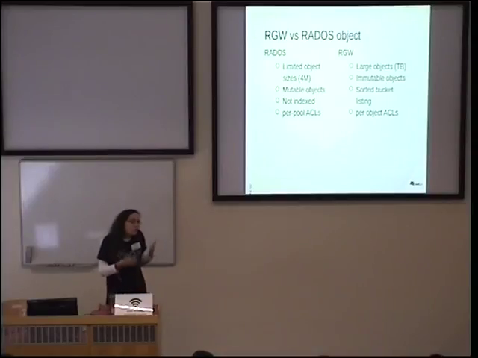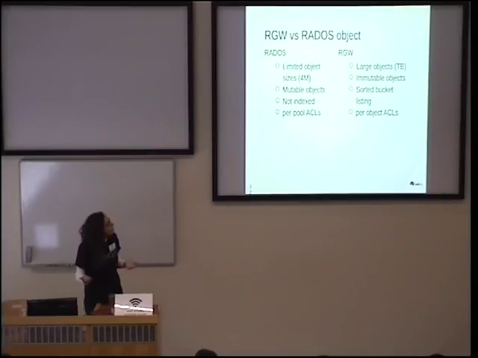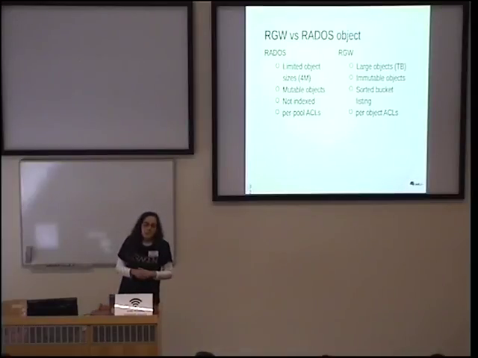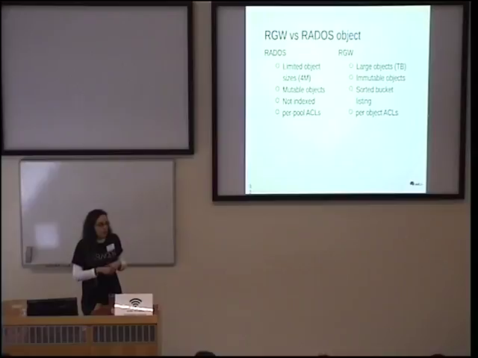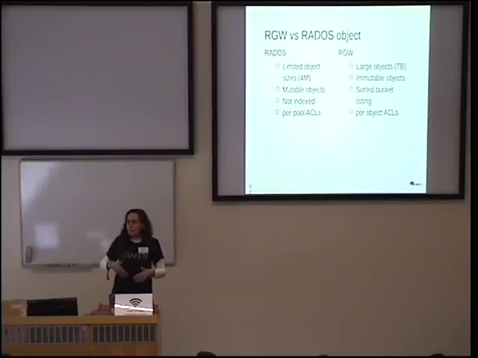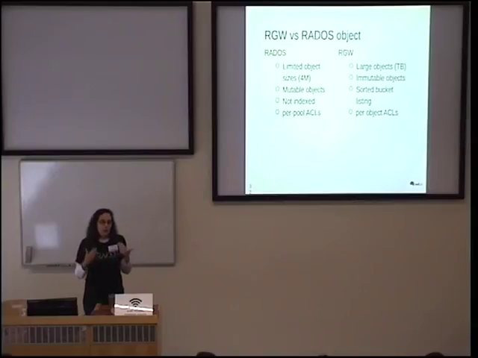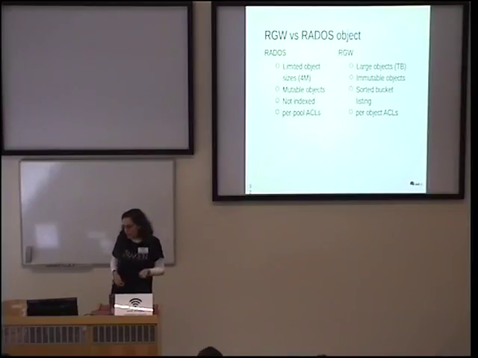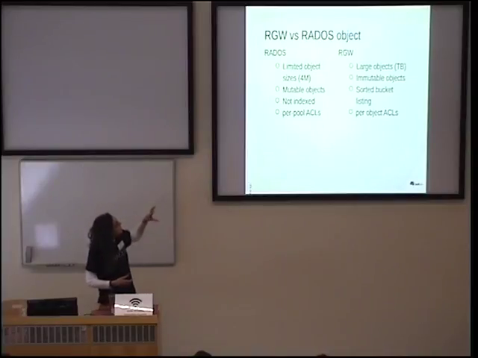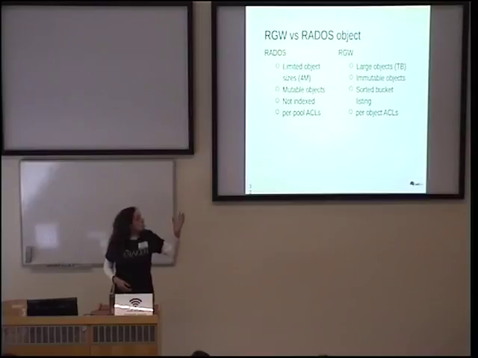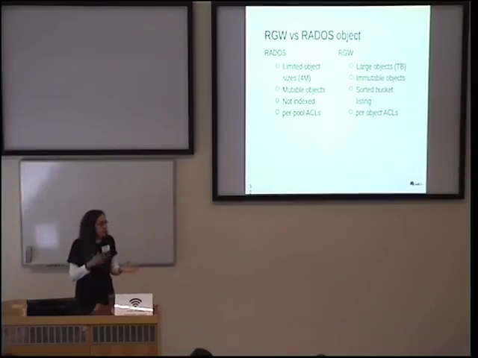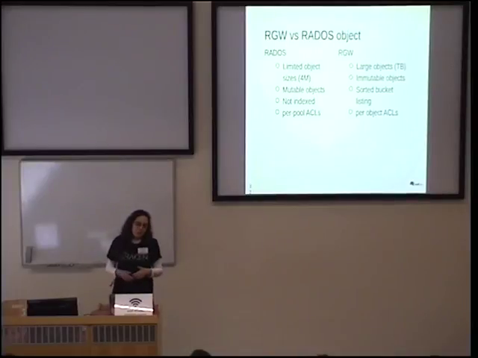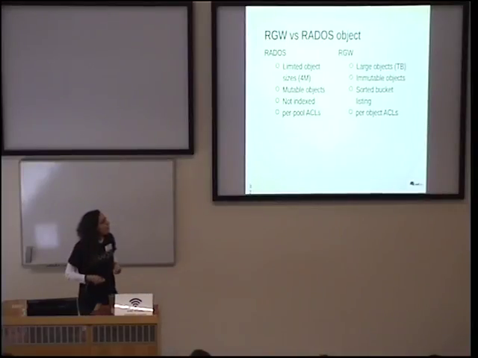Redis has mutable objects, which we don't need because cloud object storage objects are immutable. One issue is that the pools in Redis are not indexed, which means when we list the objects, we don't get them sorted by name. But in cloud object storage, you need the list of the objects sorted by name. And the ACLs are per pool, but we need ACLs per object. So in Redis Gateway, we need to extend Redis to support all these operations. And of course, all the special cloud object storage features like versioning, multi-part upload, lifecycle, and so on.